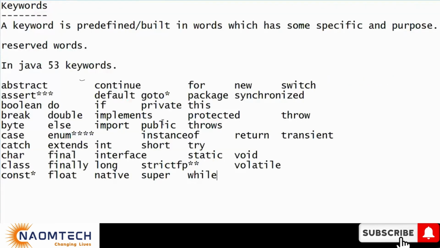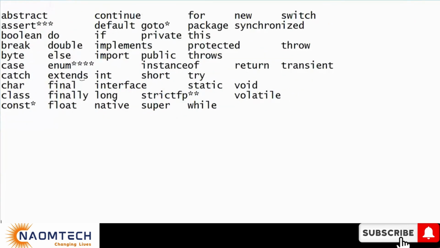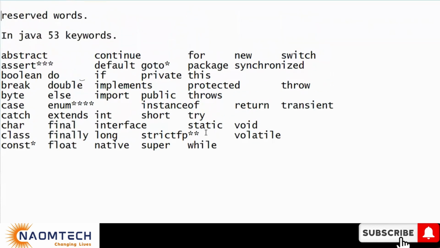If you observe, abstract, continue, for, new, switch, assert, default, goto, package, synchronized, boolean, all these things. Anyhow, you don't need to worry much about all these keywords immediately, because you will definitely learn about each and every keyword by the end of this Java session. I don't think learning these keywords is a challenging task. After all, it is easy for anyone to understand 53 keywords. And if you are really good at these keywords, your job of learning the programming language is done.